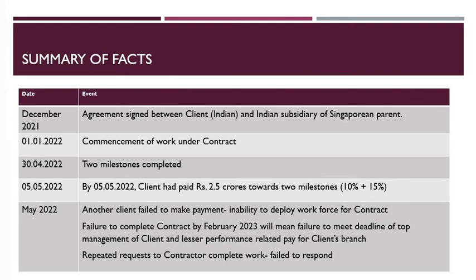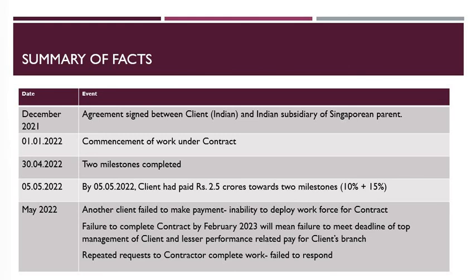Failure to complete the contract by February 2023 would mean failure to meet the deadline of top management of the client and lesser performance related pay for the client's branch. Repeated requests to the contractor to complete the work failed, and the contractor failed to respond. 10/5/22: the technical department approaches in-house counsel for a solution. The solution for the client is to issue a notice of termination with a warning that failure to commence within 2 weeks would lead to termination and risk and cost contracting. On 10/5/22, that is the same day, a letter regarding termination was issued by fax, email and post.